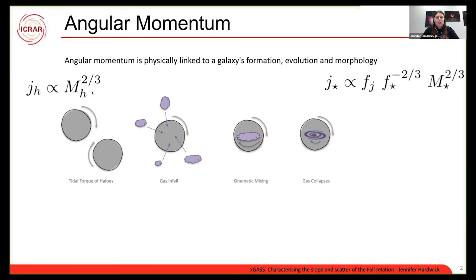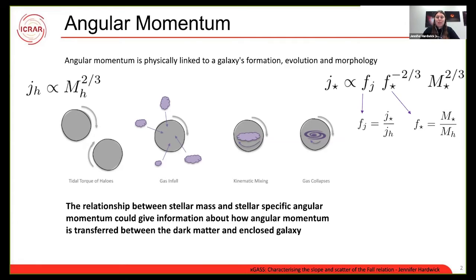And this can be transposed into an equation which relates the stellar mass and stellar specific angular momentum of the galaxy within the dark matter halo, where now we have these two extra terms being introduced, Fj, which is the fraction of specific angular momentum retained by the stars from the halo, and F star, which is the stellar mass to halo mass fraction. The relationship between stellar mass and stellar specific angular momentum is important to study because it could give us information about how dark matter is transferring angular momentum to the galaxy within.